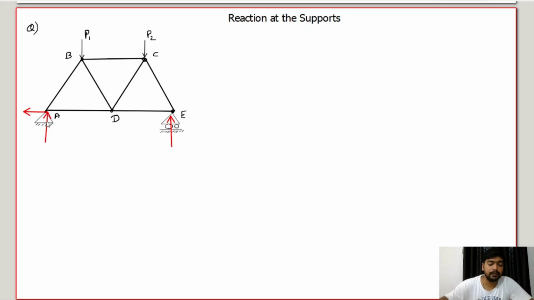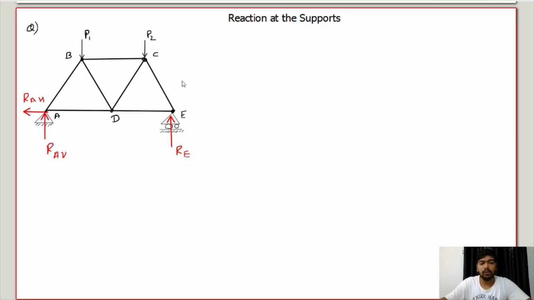Okay, so we can say that this is RAV, the reaction at A in the vertical direction, and this is RAH, the reaction at A in the horizontal direction, and this is RE, which is only in the vertical direction, right?